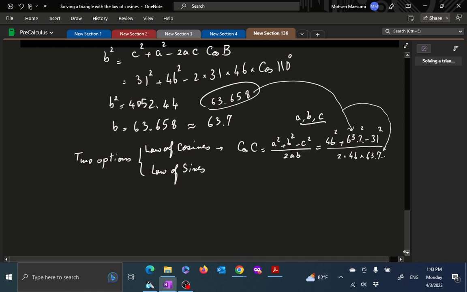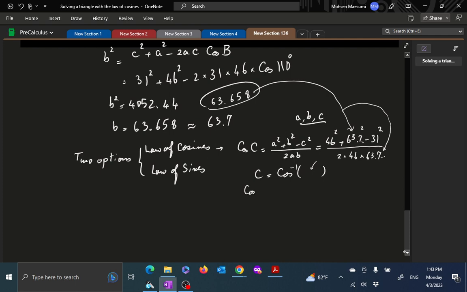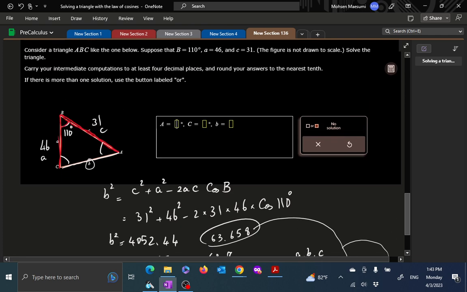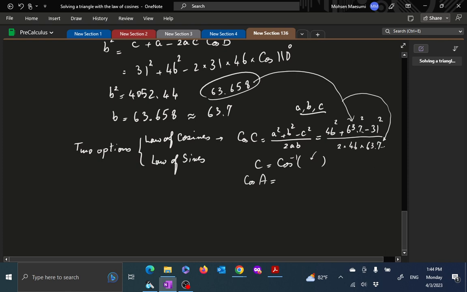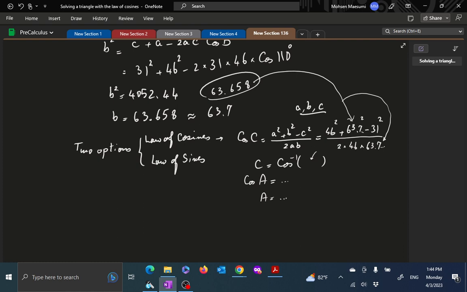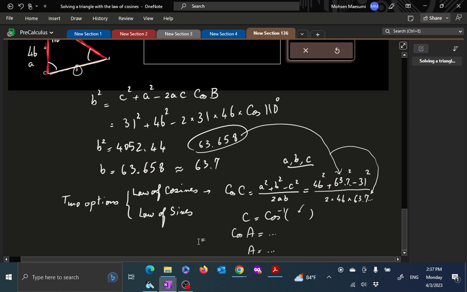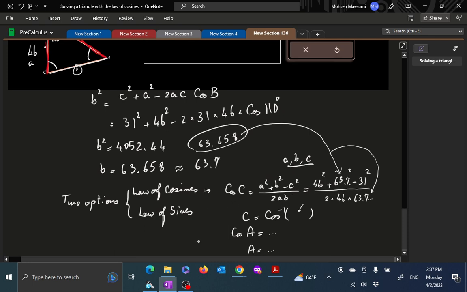Then we can calculate C by cosine inverse of this number, cosine inverse of whatever this fraction is. The same way, you can apply this same approach to calculate cosine of the other angle. The other angle that we are missing is the angle A. So you calculate cosine of A, and then you find A again by cosine inverse. So we can apply the law of cosine to calculate, say, cosine of C and then get C out of that, and similarly apply the same law to get angle A.